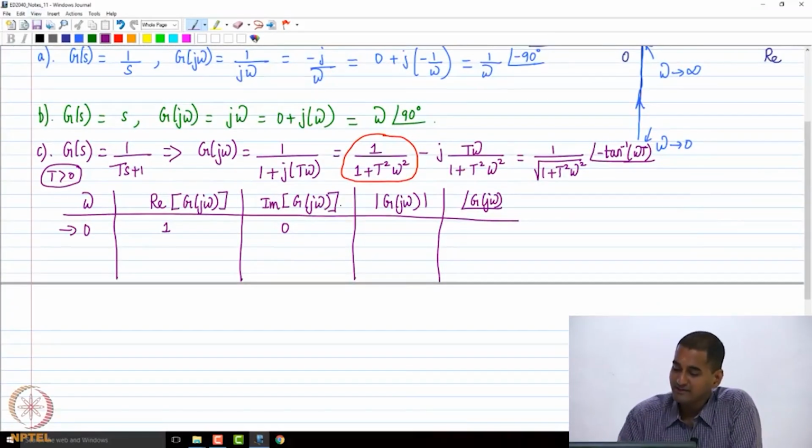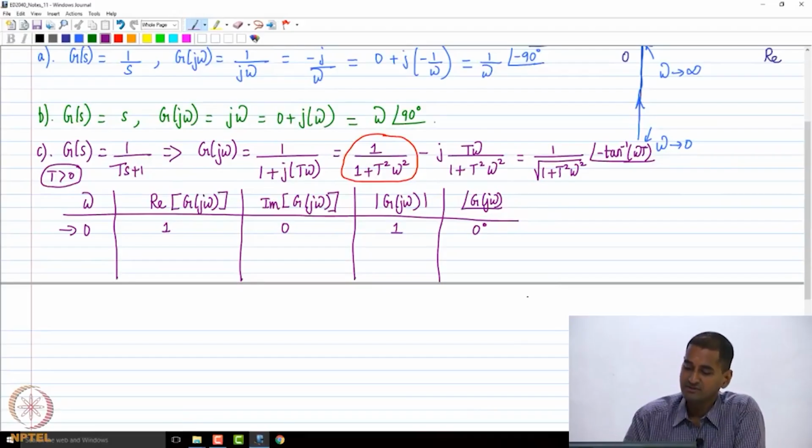Now you tell me, what happens to the magnitude of G of j omega as omega tends to 0? Obviously, it is real part squared plus imaginary part squared, and then take the square root. So, the magnitude is going to be 1. What about the phase? It is going to be 0 degrees, all right, as you go to 0.